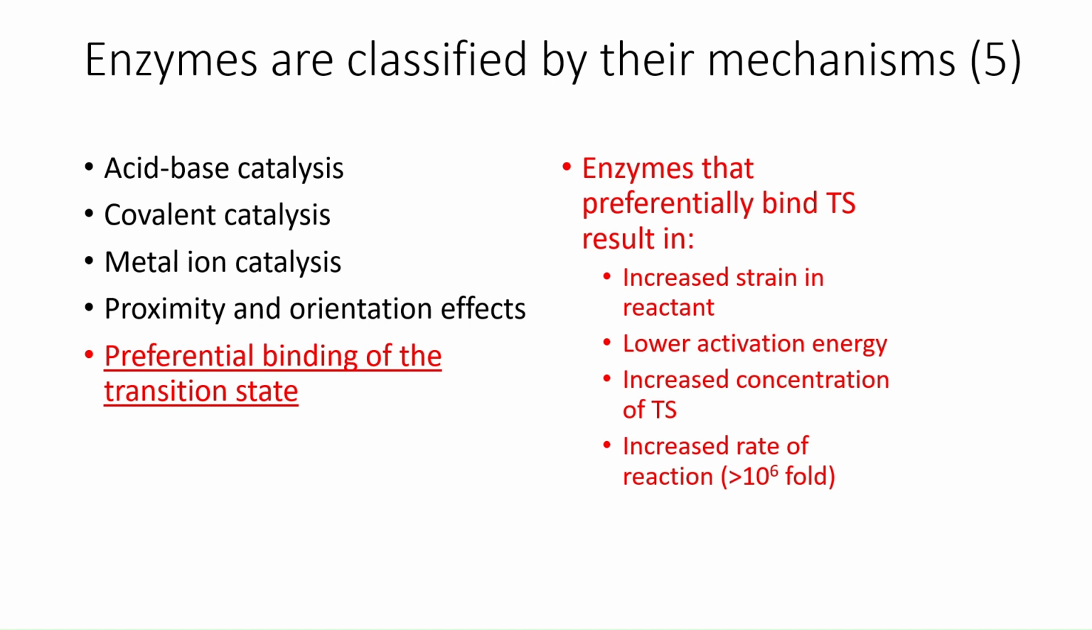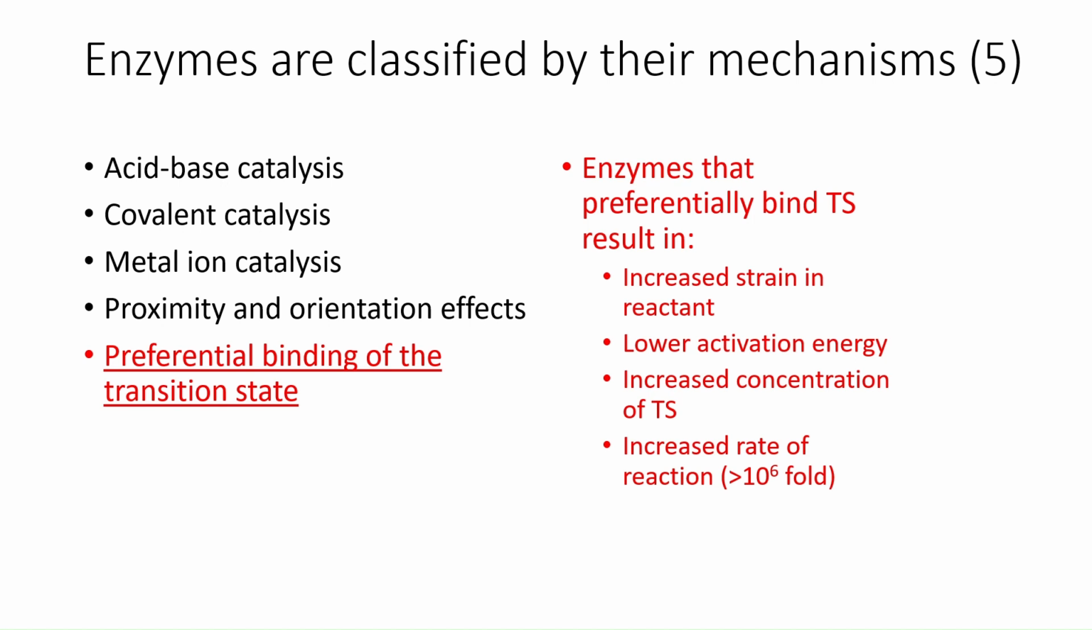So what does this mean? Enzymes that preferentially bind to the transition state can first result in increased strain on the reactant, right? So if an enzyme is a really good fit to the transition state, it might be a little bit more work to get the reactant into that active site, but then once it's there, it's going to want to proceed really quickly to that transition state. And because of that smaller change in energy required to reach the transition state, because the transition state is being stabilized, this is going to help result in that lower activation energy.